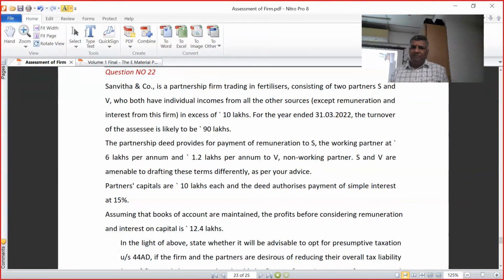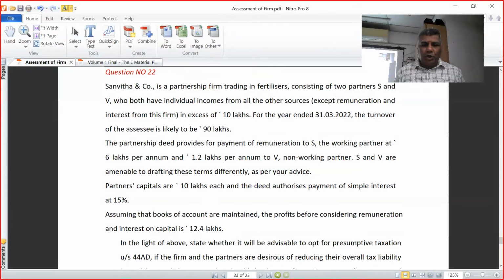This is a very good tax planning question. A question which appeared in our co-professional group examination, so I thought I can pick it up. It's a very good question.